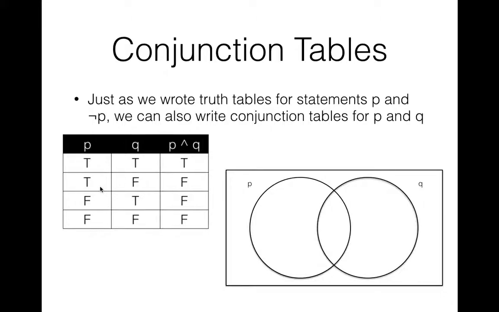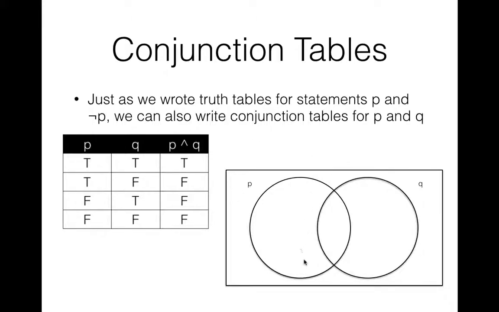If P is true but Q is false, then the conjunction of P and Q must also be false. So if I had brown eyes but I didn't like hummus, then saying I have brown eyes and I like hummus would actually be false. If P was false but Q was true, then the intersection would still be false, because I didn't have brown eyes but I claimed to have them. And if they're both false, then obviously the intersection is also false.